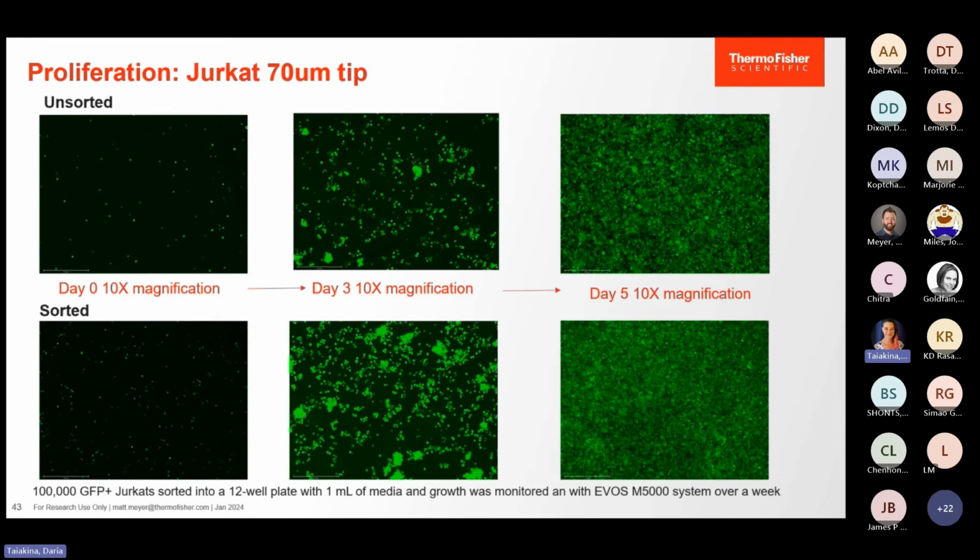This was a similar experiment with GFP positive cells, where we can image easily with fluorescent microscopes. This is the EVOS microscope with the GFP filter block, so we can monitor the growth rate of these cells on day 0, day 3, and day 5 at the same magnification, post-sort after 100,000 cells were sorted into a 12-well plate.